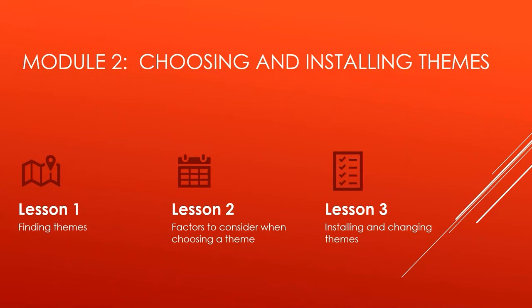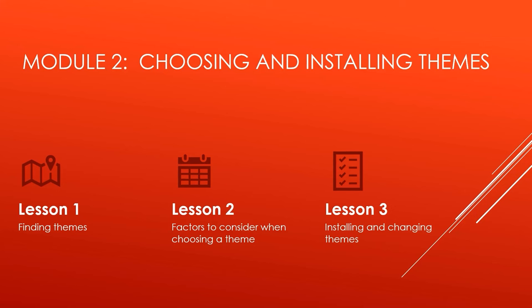So in module two, you learned about choosing and installing themes. We started by reviewing the factors to consider when you're choosing a theme, factors that would be important for you. So some of those factors could be available features based on a website's purpose, simplicity of the theme, the price of the theme, functionality, what can be customized, so on and so forth.